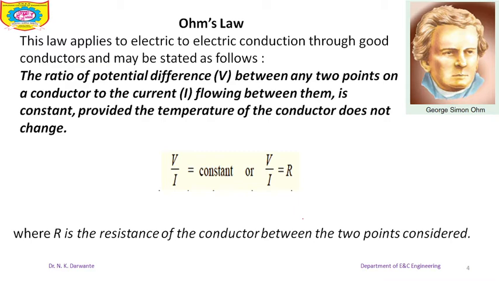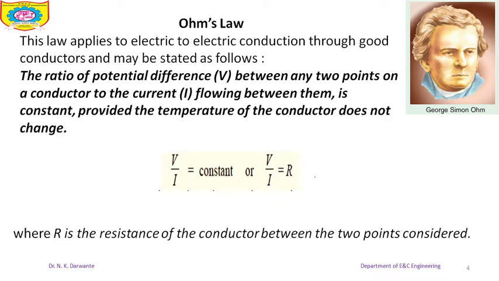And the same is given in the statement by the scientist George Simon Ohm. You can see the picture of George Simon Ohm on the right top corner of this PPT. This law applies to electrical conductors, good conductors, and may be stated as follows. The ratio of potential difference V between any two points on a conductor to the current I flowing between them is constant, provided the temperature of the conductor does not change.